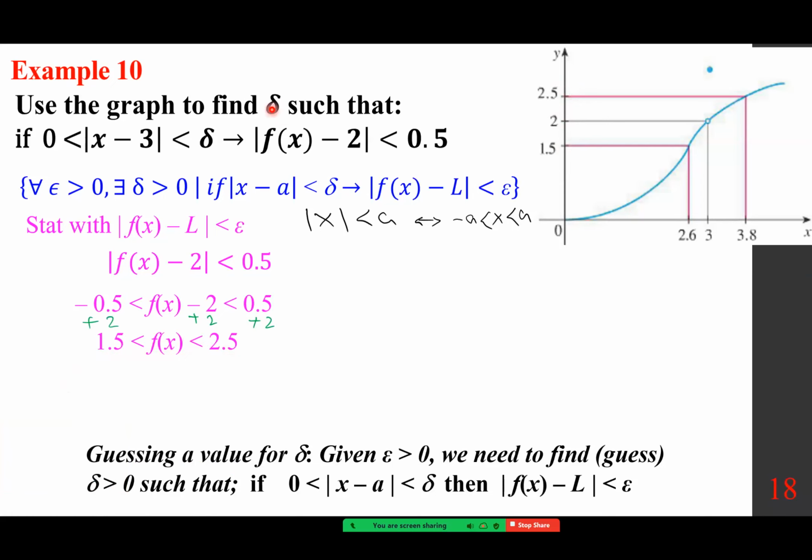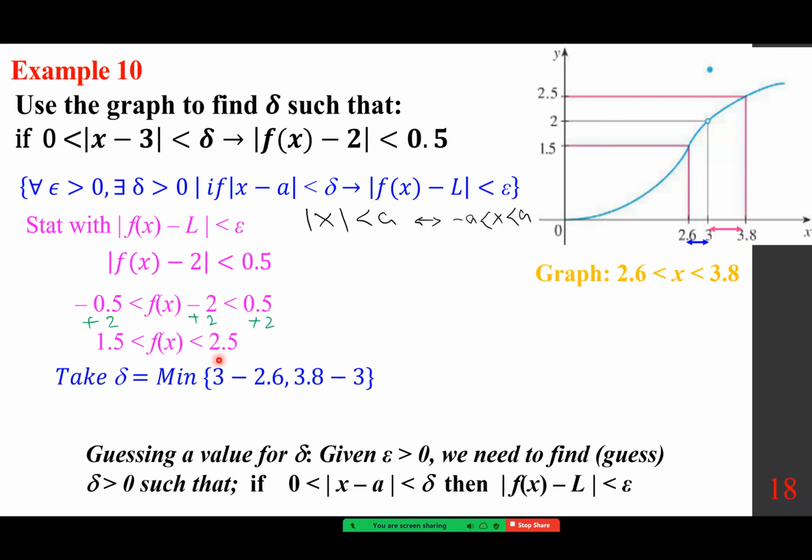What are we looking for? We want to find delta such that this works. This is the distance for 2.6 to 3. This is the distance from 3 to 3.8. And delta is the smaller of the two, just to be on the safe side. So according to the graph, x is somewhere between 2.6 to 3.8. We choose delta to be the minimum of those distances. Look at this distance between these two numbers. Look at this distance between these two numbers.